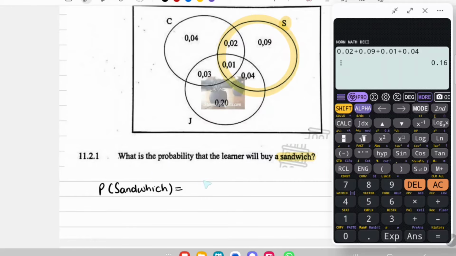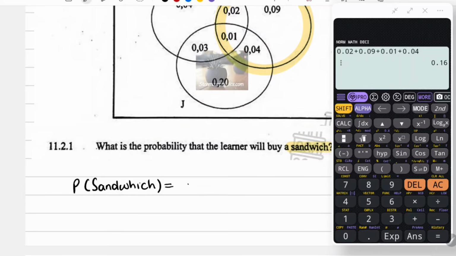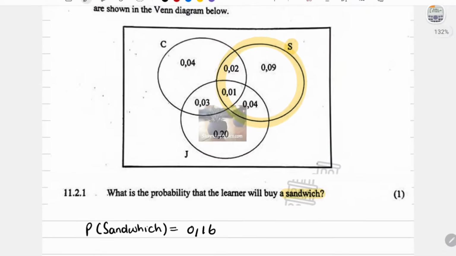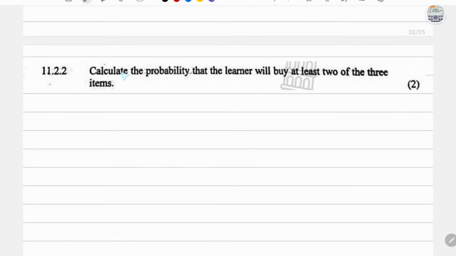Okay, so this is what we have. The probability that the learner bought a sandwich would be 0.16. And that will be our answer for that question. Okay, moving on to the next question. 11.2.2 says, calculate the probability that the learner will buy at least 2 of the 3 items.